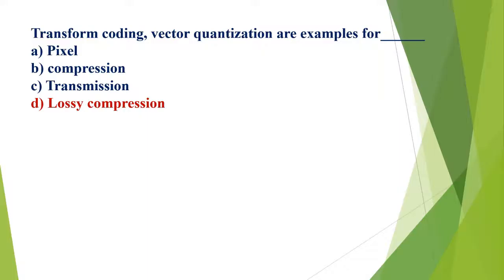Transform coding and vector quantization are examples for A. Pixel, B. Compression, C. Transmission, D. Lossy compression.